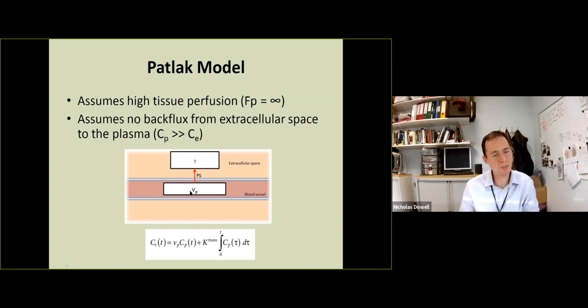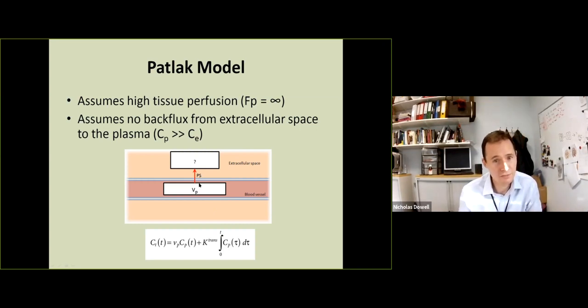So this is the simplest approach. And actually this PATLAC model turns out to be the most appropriate for imaging subtle permeability in the blood-brain barrier, because it's so difficult for the gadolinium to escape that you only get tiny concentrations building up in the brain in healthy people, for example, or people with only subtle blood-brain barrier damage. And so you don't really need to worry about it trying to get back into the bloodstream at the end.